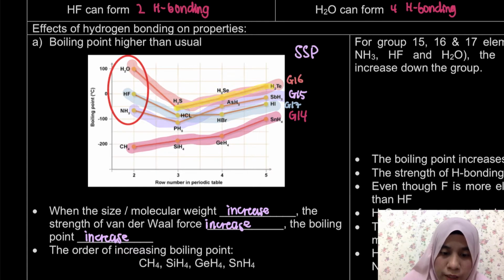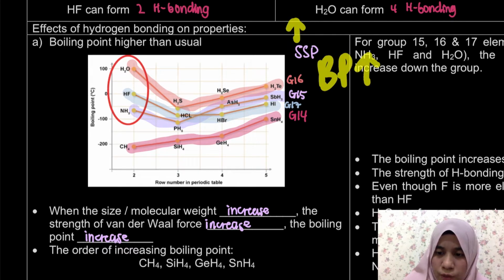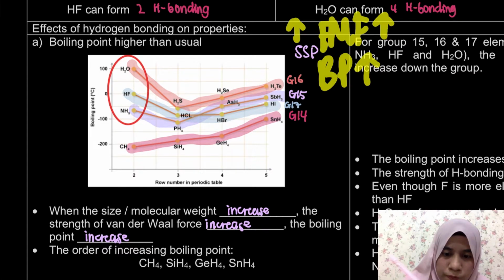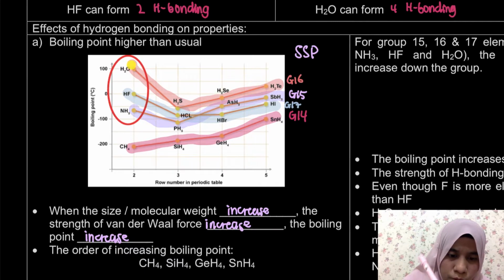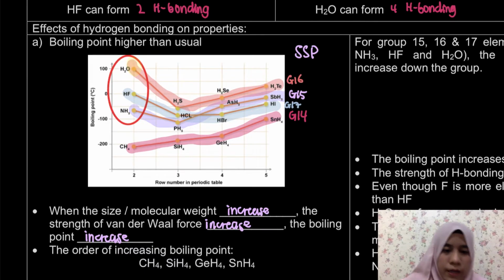Which is H2S ni ke H2Te ini, kita tengok when the size increase, so what will happen is that the boiling point pun akan increase lah because our intermolecular force is stronger. Tapi dalam case ni, H2O ni is the highest. Okay, why? This is actually because these three molecule have hydrogen bonding. So sebab itulah dia ada exception sikit. Okay, so that is explaining why the boiling point is higher than usual.